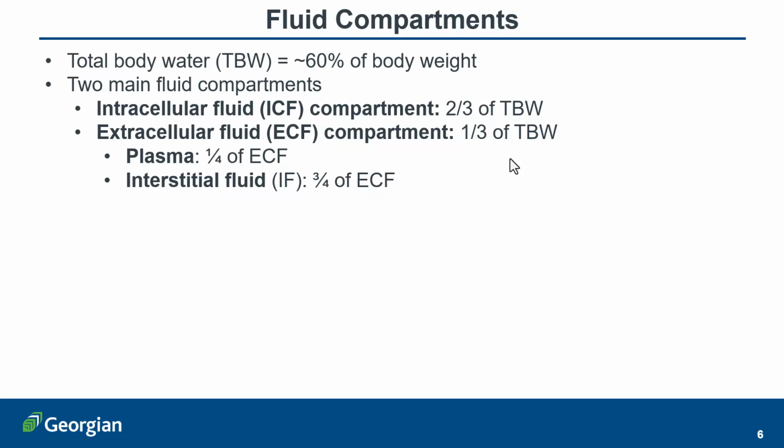In terms of the ECF, it can be subdivided into two compartments, plasma and interstitial fluid. So plasma is 1/4 of ECF, and in terms of total body water, it will be 1/4 times 1/3, or 1/12 of total body water. Interstitial fluid makes up 3/4 of ECF, or in terms of total body water, it's 3/4 times 1/3, or really 1/4 of total body water.